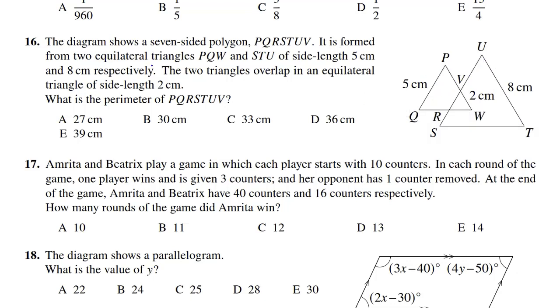It is formed from two equilateral triangles PQW and STU of side length 5 centimeters and 8 centimeters respectively. The side length is 5, the side length is 8. The two triangles overlap in an equilateral triangle of side length 2. So this part also, it says side length here, we have 2. And the problem says, what is the perimeter of PQRSTUV, this part?